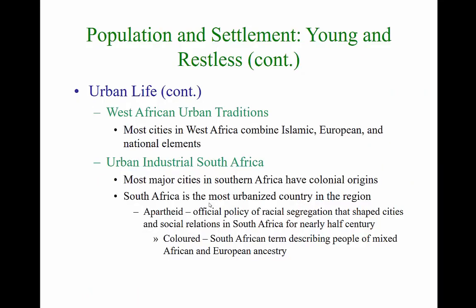Urban life, and this talks a little bit about urban life. South Africa is one of the most urbanized countries in the world, and it talks a little bit about apartheid. We're going to have a short assignment essay referring to apartheid, and the effects of it even today, even though when I was growing up, they were just getting rid of it.